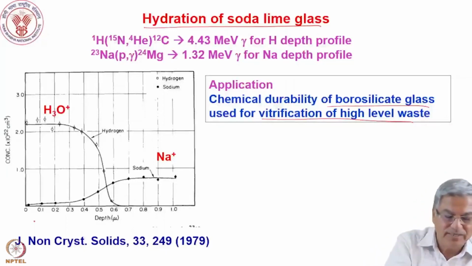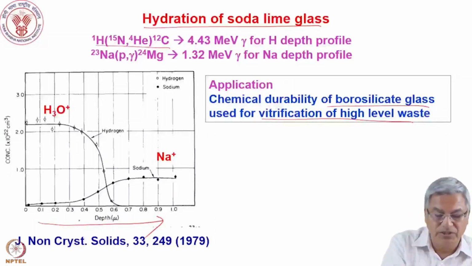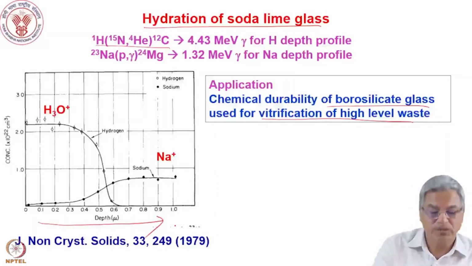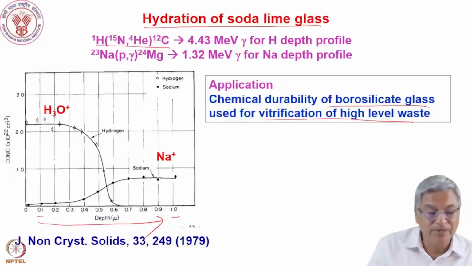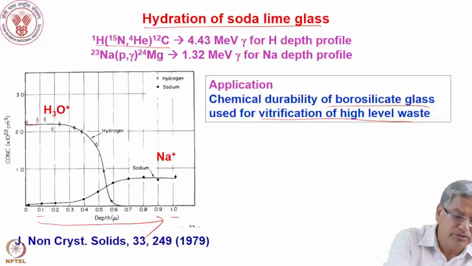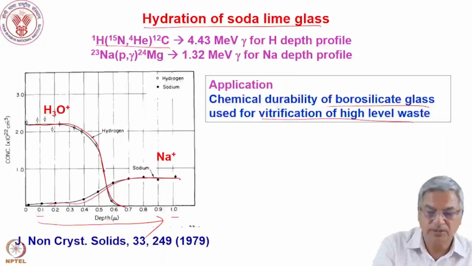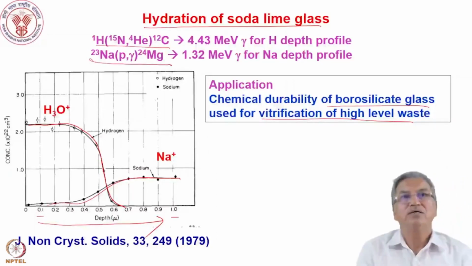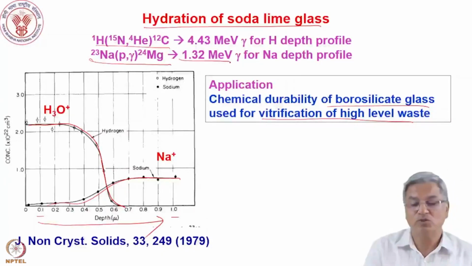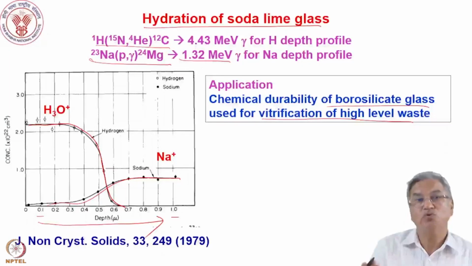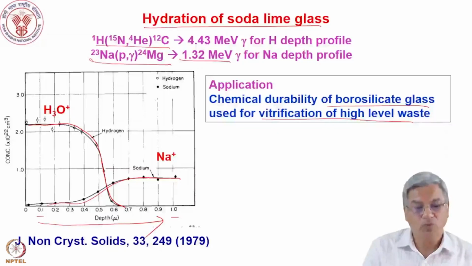And you can see here the depth, by this reaction, as nitrogen-15 beam energy is increased. So they have directly put it in terms of the depth in microns. So 0.1 to 1 micron thick, a 1 micron thick glass sample. And the depth profile of hydrogen is here, and the depth profile of sodium is here. So for sodium, sodium-23 (p,gamma) magnesium-24 was used, which is giving you a 1.32 MeV gamma ray. So you can do the sodium depth profile. It also has a resonance at a particular energy of proton.